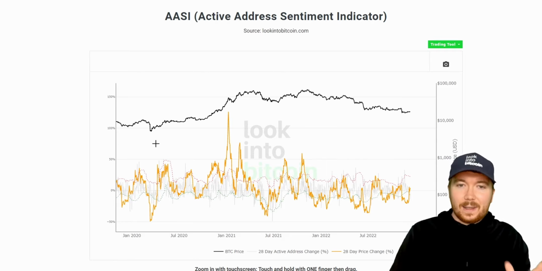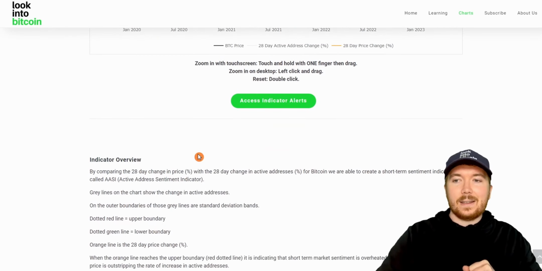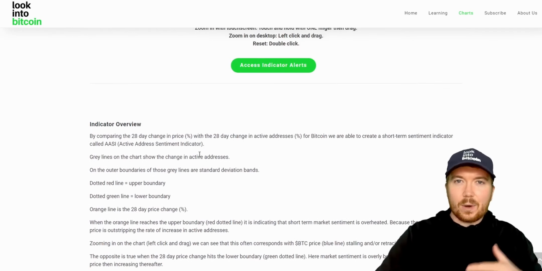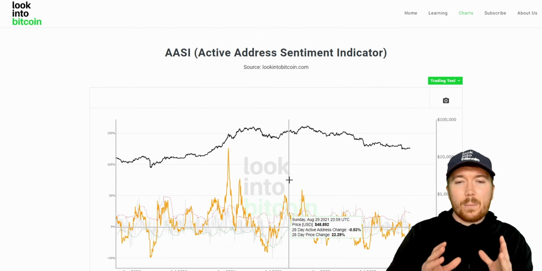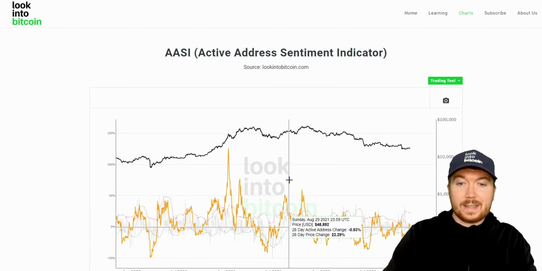Now this might sound a little confusing, so if you'd like a little bit more clarification on exactly how these are calculated, on the Look Into Bitcoin chart, if you just scroll beneath the chart, it goes into a bit more of the maths and formulas behind this all. But as you can see, this is a chart giving a lot more frequent signals than a lot of the other on-chain data tools you've probably seen before.